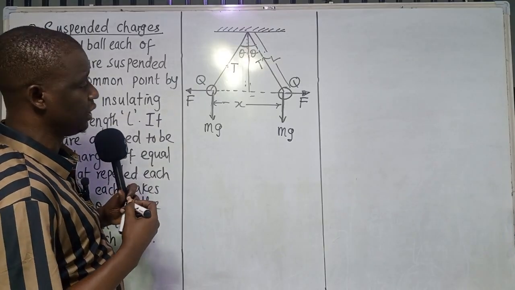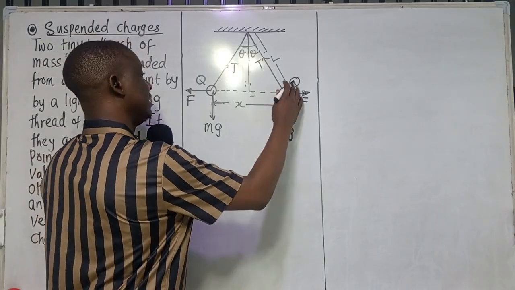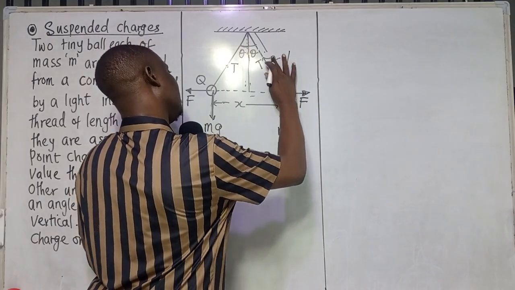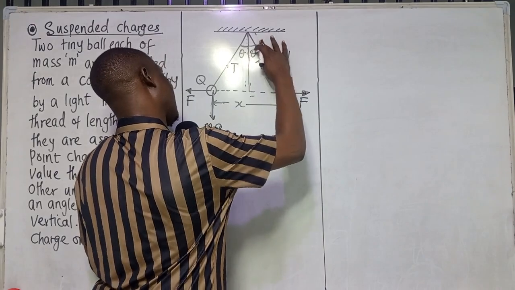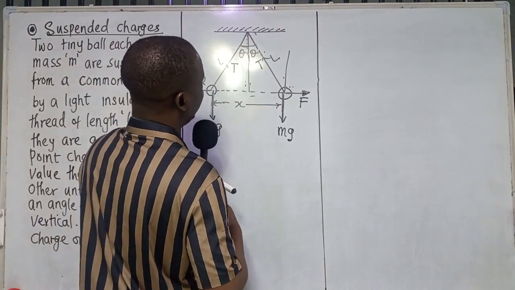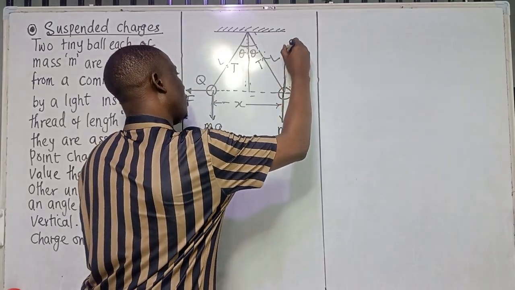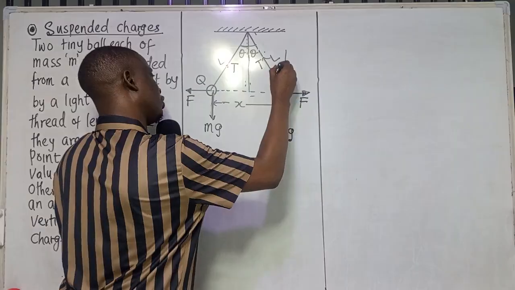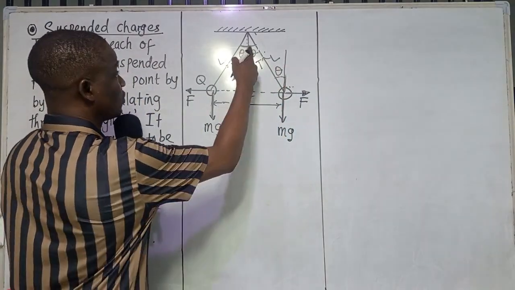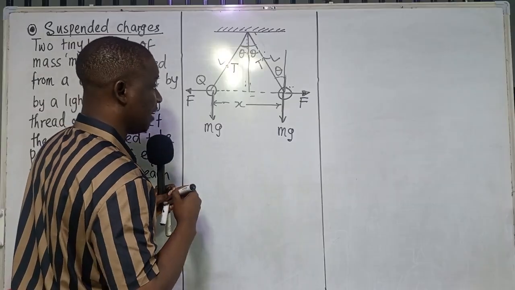Now there's something we must do here. If you check the body that we have here, let me remove the chart. This is the length L, which means the thread has length L. This also has length L. But don't forget something here. If I extend this one upward, this is also theta, an alternate angle. Here is theta, here is theta, alternate to this angle here.